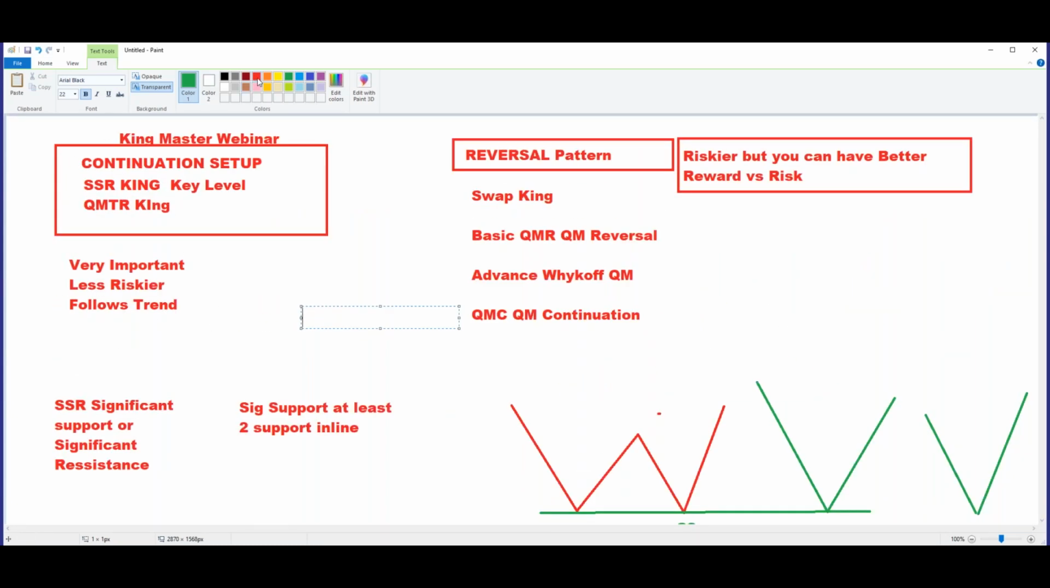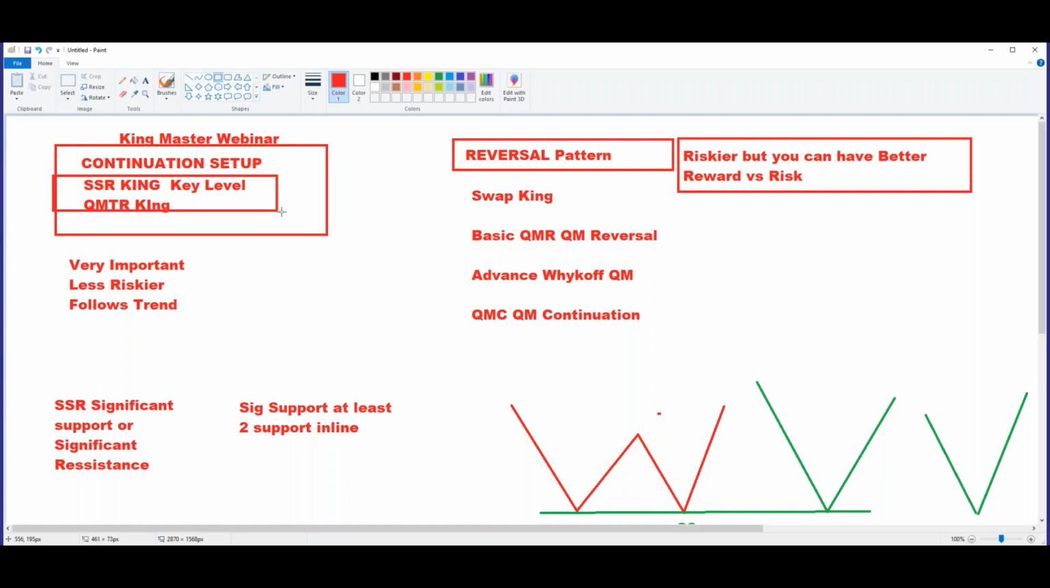This continuation is very, very important. You need to understand SSR king and PMTR king. PMTR king already understand, right? PMTR king, when you have left support and right support at the same, and then you have a lower low. Okay. Let's continue with continuation pattern. If you want to learn continuation pattern, then we never finish our syllabus.